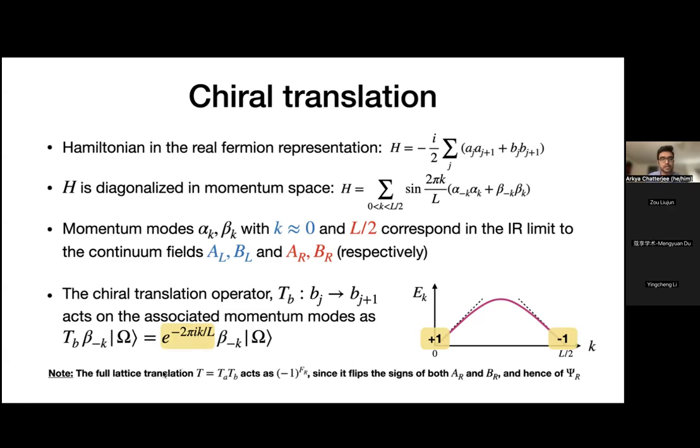And a quick note is that the full lattice translation also acts in a kind of chiral way, but it acts as the fermion parity for the right mover, since it flips the sign of both A and B. But that will not play an important role here.